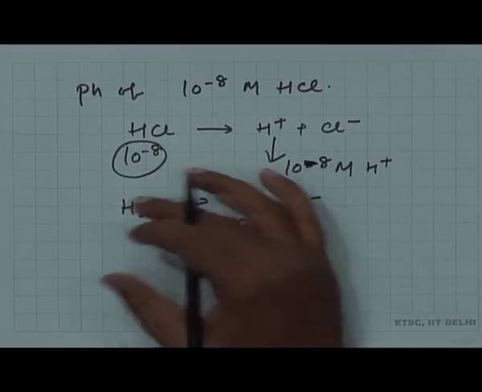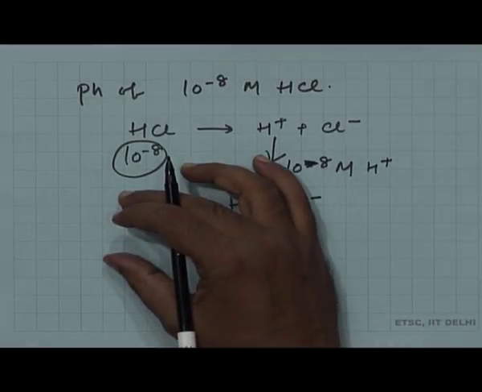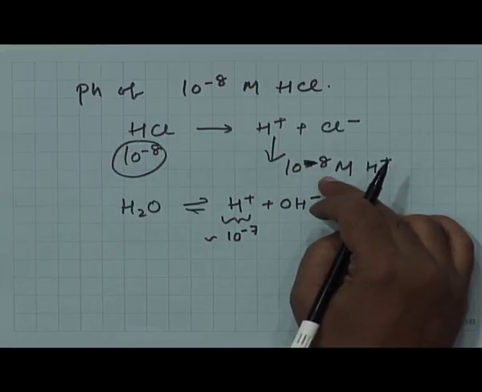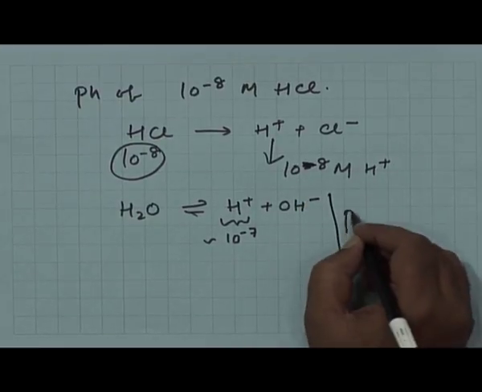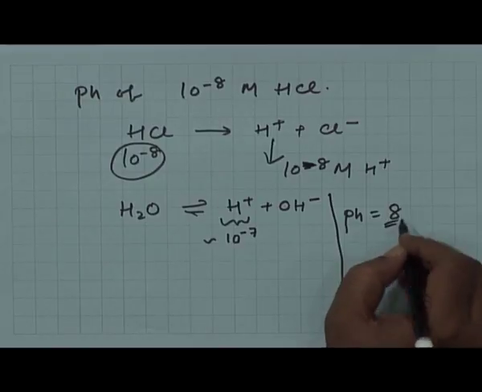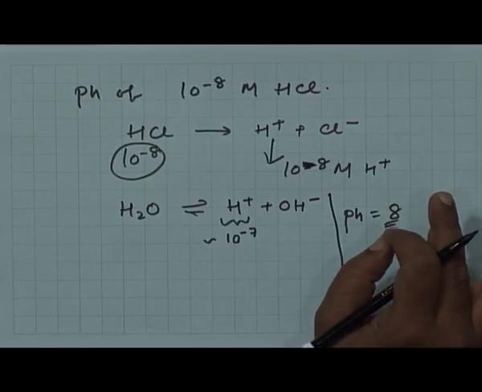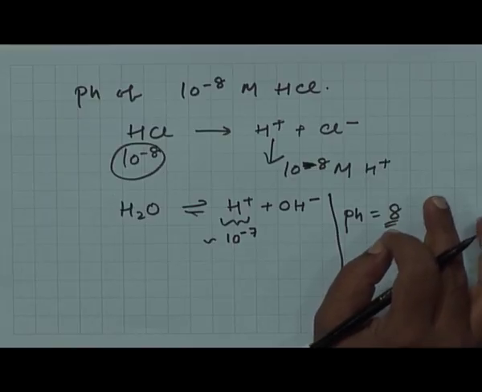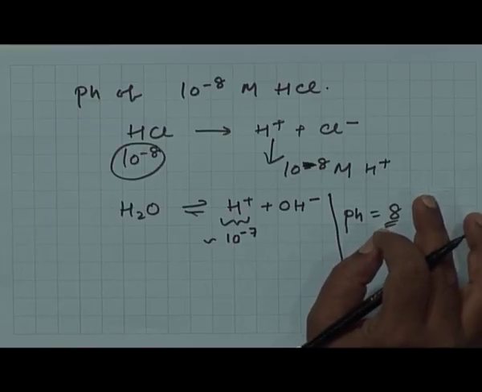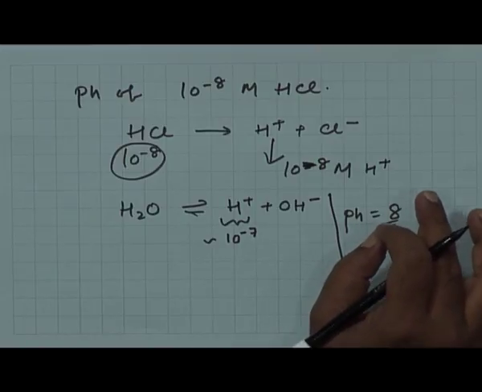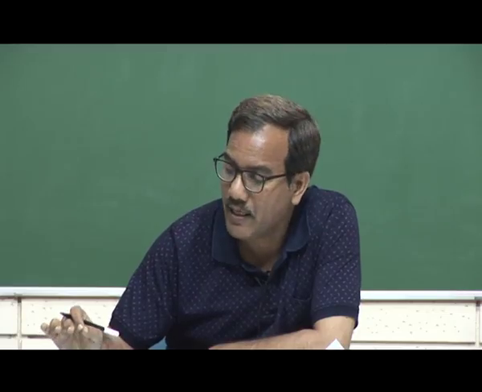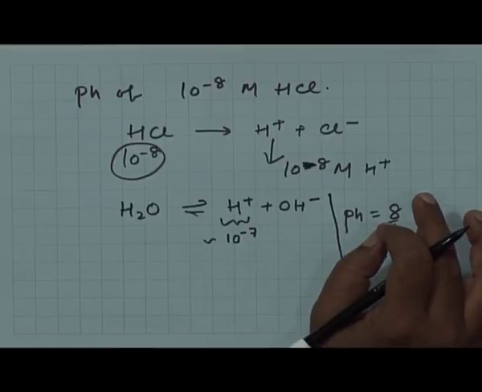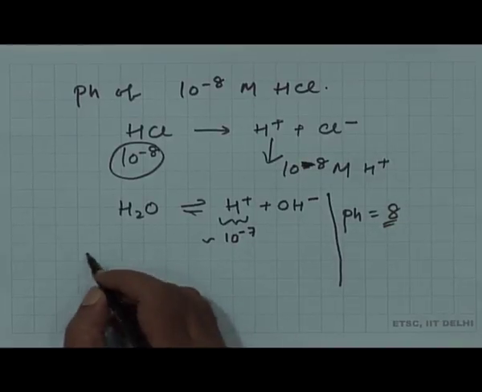You see, if we have neglected H2O, then what will we get? H+ ion 10^-8 molar. And if we calculate pH, then it will be equal to 8, which is not right. pH equal to 8 is not right. The pH of an acidic solution can never be greater than 7. So, how can we calculate the H+ ion concentration?